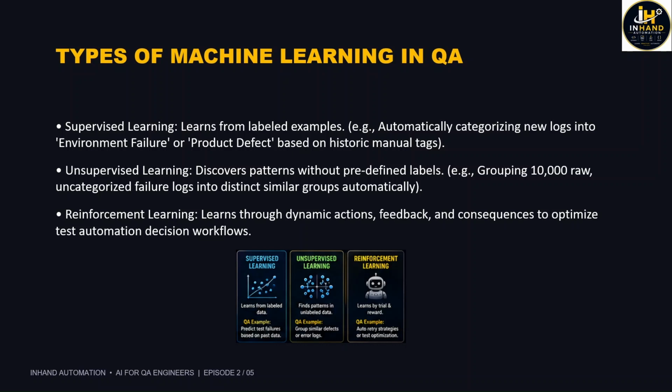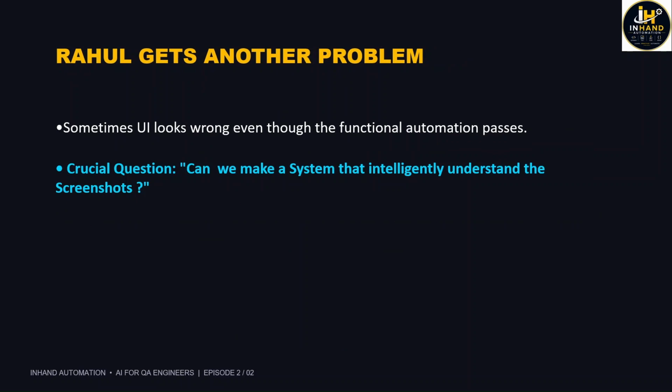Now everything was going well. Then again, Rahul's manager comes with another request. So what is the next request? Whenever the manager comes, Rahul gets another problem. The manager says, Rahul, the predictions are useful, but we have another problem. Our application has hundreds of pages. Sometimes the UI looks wrong, even though the functional automation test cases are passing.